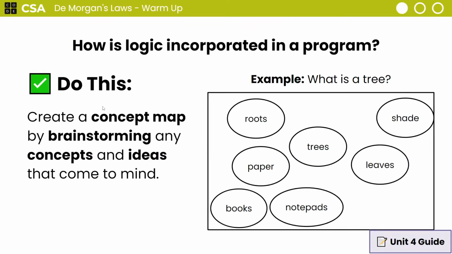All right, so warm up for today. Create a concept map by brainstorming any concepts and ideas that come to mind. So this example here is a concept map of what is a tree. A tree is made of roots. A tree is a bunch of trees, like plural. A tree has leaves. A tree can provide shade. A tree can be how we make paper. We make books out of paper and notepads out of paper, and so they're kind of a little bit related. So what can you think of with a tree?